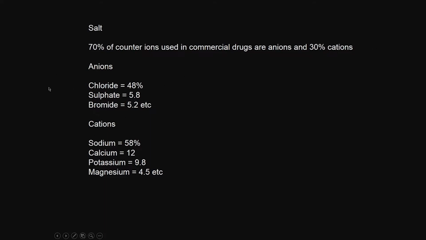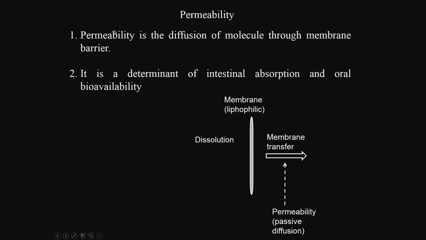So, anions we could have chlorides, sulfates, bromides in this order, chlorides predominantly drugs you will find lot of chlorides. If you look at cation, sodium salt or calcium salt or potassium salt and magnesium salt. So, these factors improve the solubility of the drug tremendously. Now, let us look at permeability.